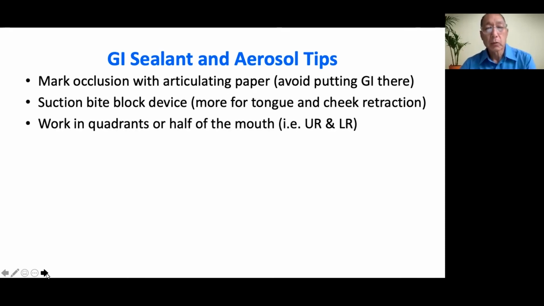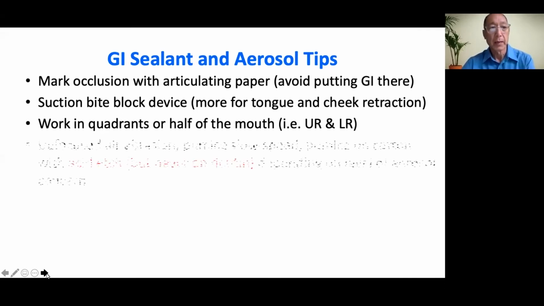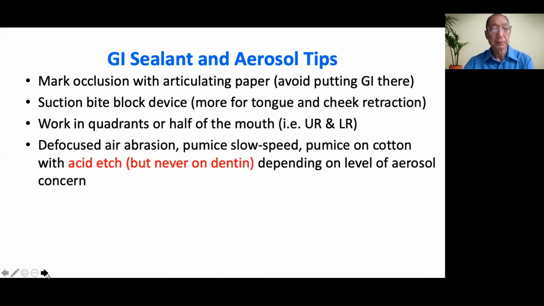I like to work in quadrants if you use that bite block. And when you get good, you can actually do half of the mouth at a time. One capsule for the right side, upper 4 teeth, lower 4 teeth, that's 8 teeth. Flip the bite block over, do the other half of the mouth, another 8 teeth, 16 teeth, 2 capsules, you do the math, in less than 5 minutes.